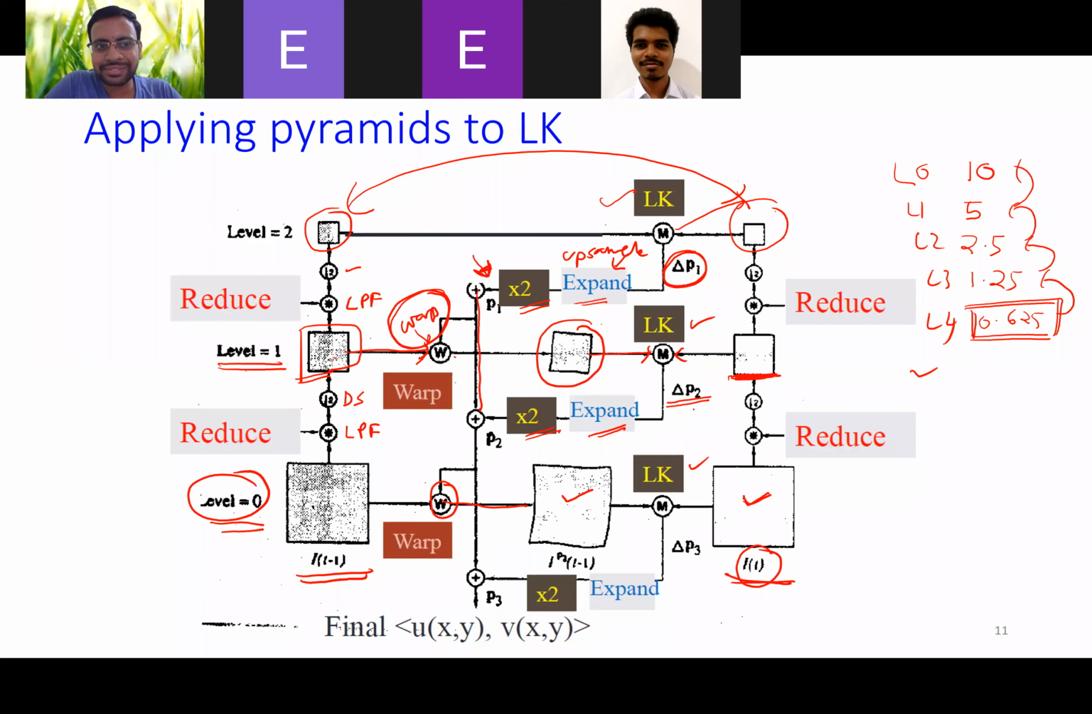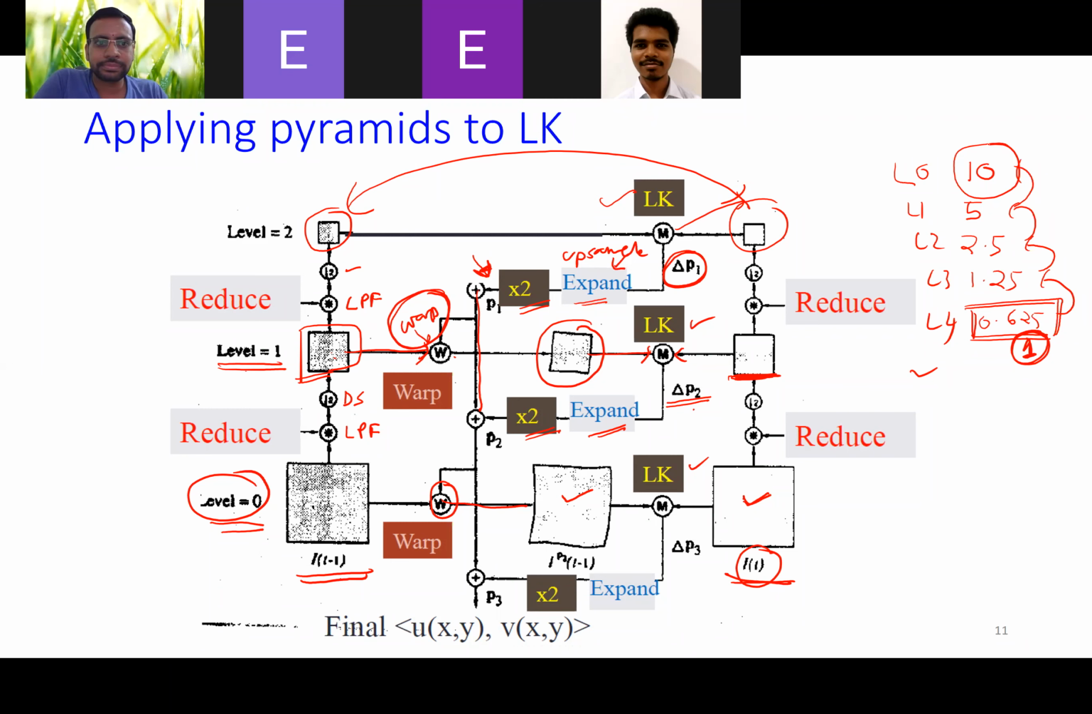So the size of the image will be different at each level, right? Yes, that's right. And that is helping us to bring down the actual displacement. So a 1 pixel displacement is different at each level when you compare it with the L0 image. For example, if here I get 1 pixel displacement, that is in fact equal to 10 pixel displacement here, right?